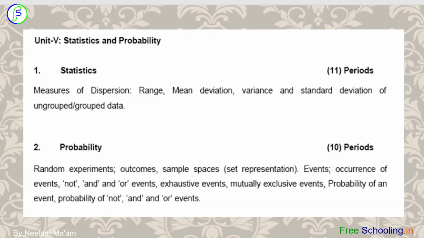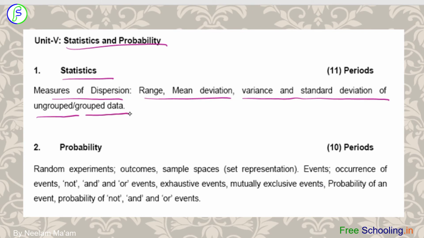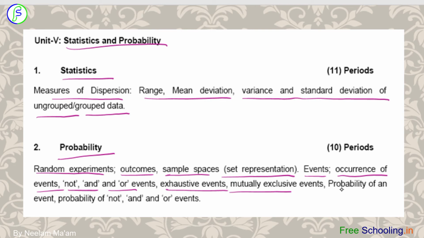Now we'll study stats and probability. The statistics, the measure of dispersion, the range, mean deviation, variance, and the standard deviation of ungrouped and the grouped data. Probability में random experiments, outcomes, sample space, events, occurrence of events, not and or events, exhaustive events, mutually exclusive events, probability of an event, probability not and or events.